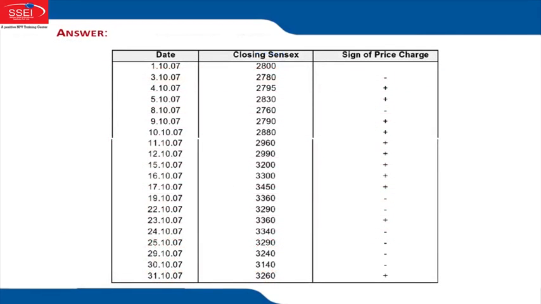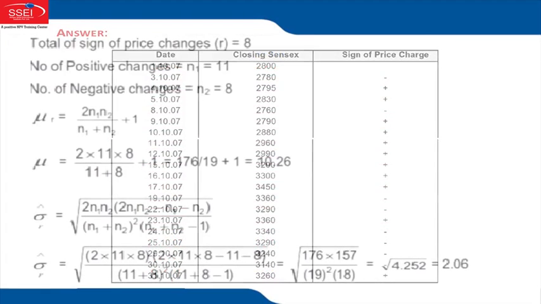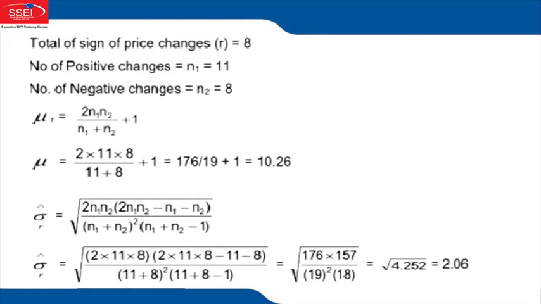If you look at the solution, they have marked plus, minus, plus, minus based on what I said, and then they counted the number of pluses, that's 11, and the number of minuses, that is 8. The number of runs, that is 8. The number of runs is the number of series of positive and negative changes that we used to show by brackets.